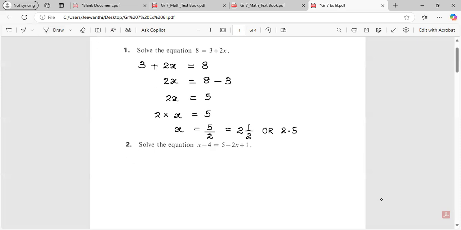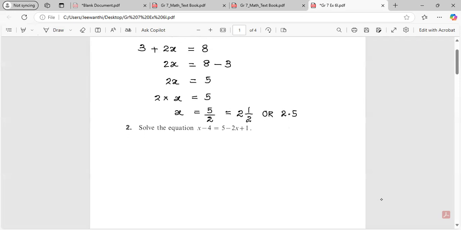Before moving to the second question, I just want to double check whether I did this correctly or not. 3 plus 2x equal to 8. Then 2x is equal to 8 minus 3. 2x is equal to 5. 2x means 2 times x. Then x is equal to 5 over 2. So 5 over 2 means 2.5. Now I'm moving to the second question.